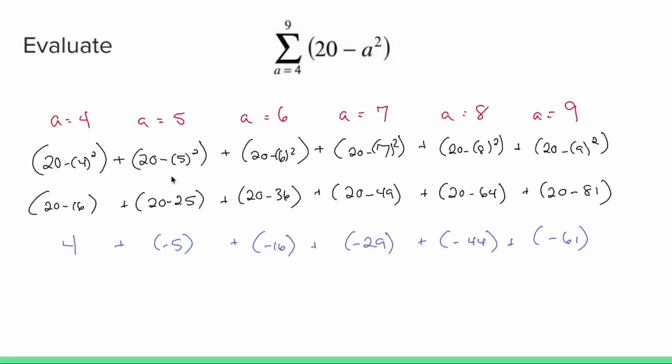And just to save some time, when you add all of these up, you will get negative 151. I snuck away and did that on my calculator. But that's how you do a sigma notation problem. You start with the beginning, you have an end, and you just add up every time you plug in an integer from beginning to end. Fun stuff.